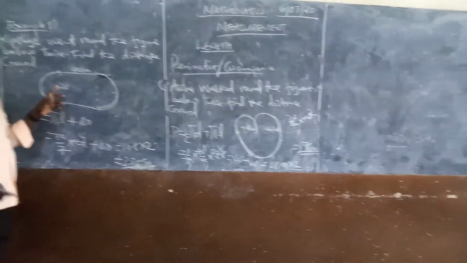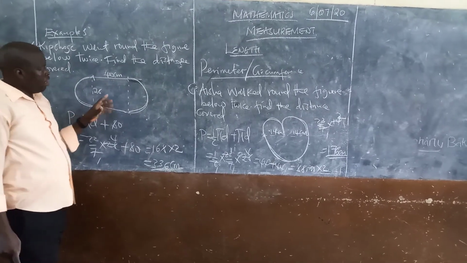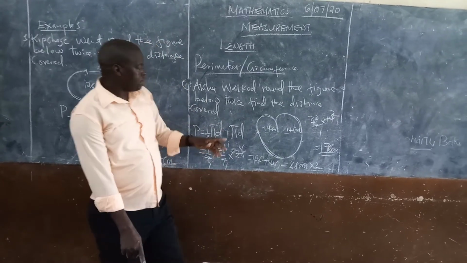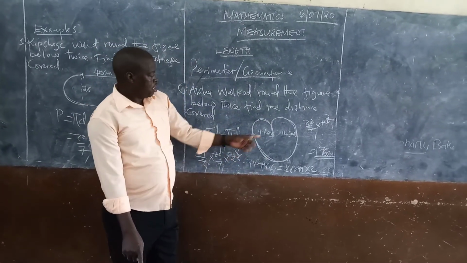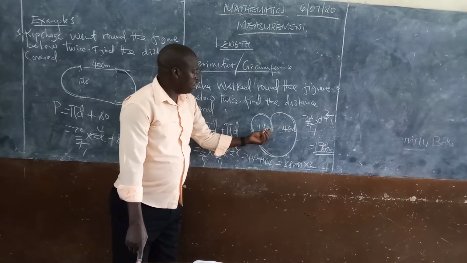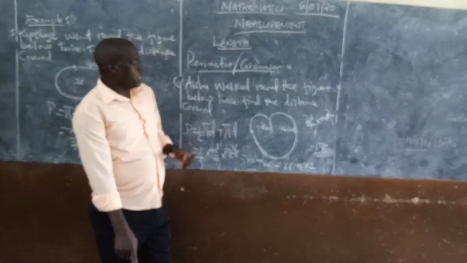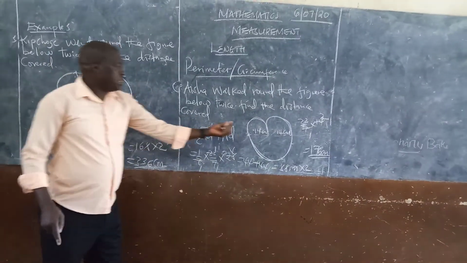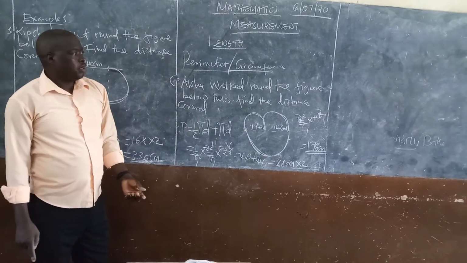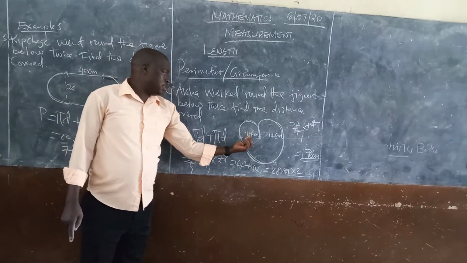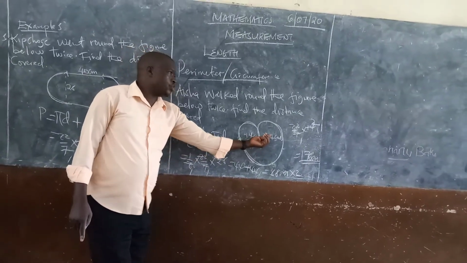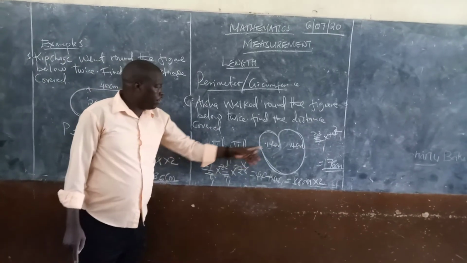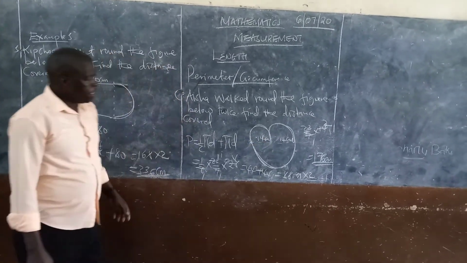So learners, what I want you to note is that when you have a combined figure like this, sometimes they give you a figure where the diameters of these two semicircles are not the same. So there is no way you are going to combine them. We have combined them only because they share the same diameter. But sometimes they can give you, for example, this is 14, and maybe this is 21. So there's no way you're going to combine them.